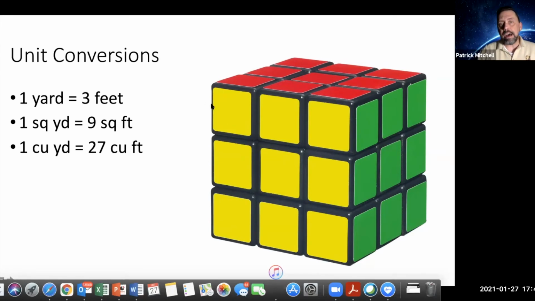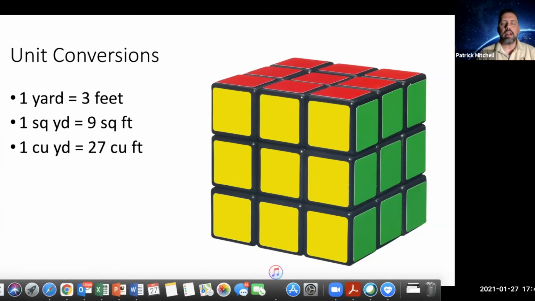That yard is divided into 3 feet. So each colored square is 1 foot on a side. So a square yard, as you probably know, is a unit of area. A square yard is a square that's 1 yard by 1 yard. So the whole side of the Rubik's Cube, we're saying, is 1 square yard. And hopefully you can understand why it's divided into 9 square feet. It's because you have 3 feet over here, 3 feet going along here. 3 times 3 is 9.